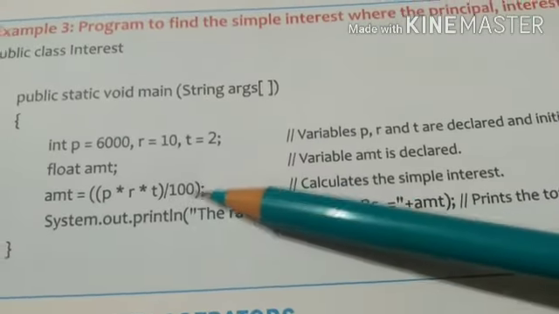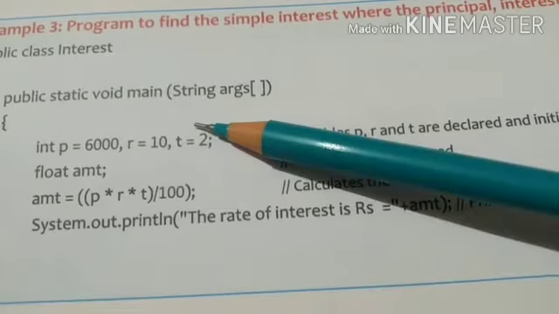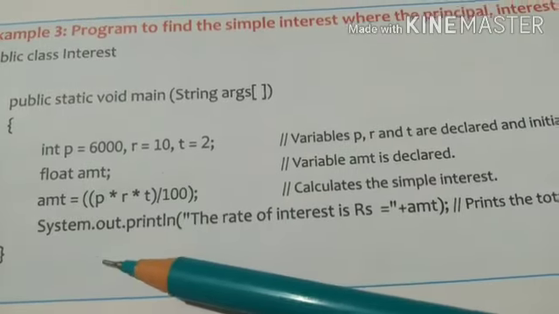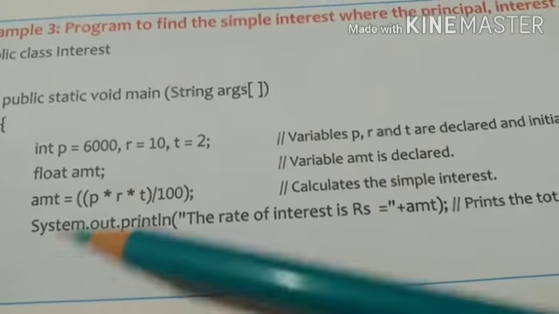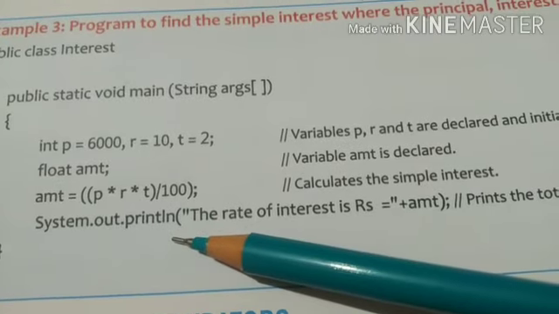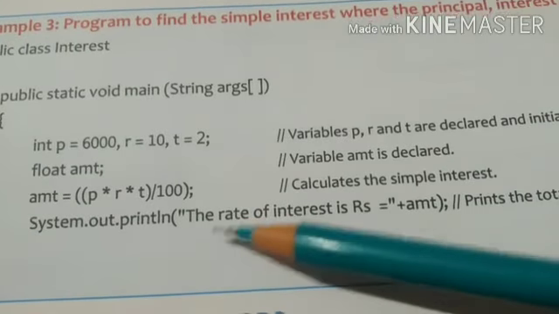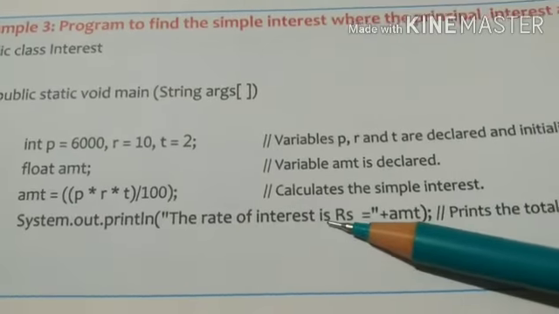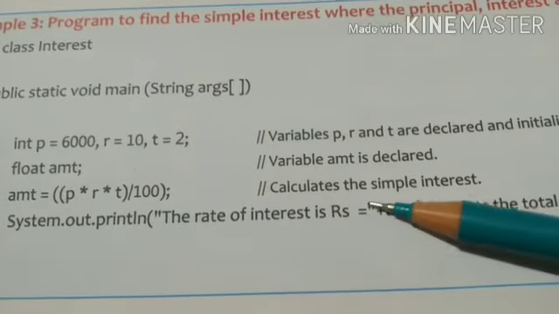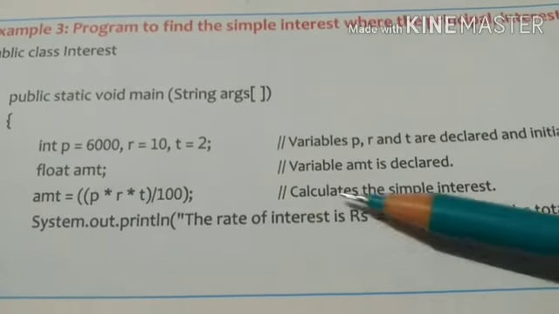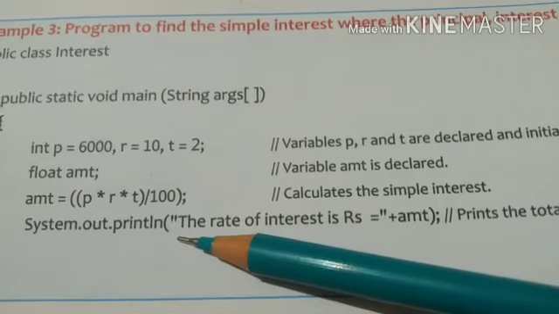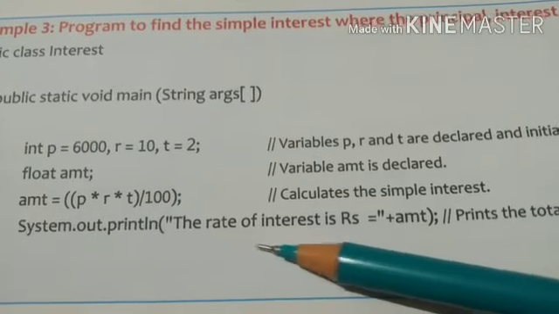Now you can see the processing has been done. First input done, then processing done. Now we have to print it. So use System, where S is capital. System.out.println. The rate of interest is rupees and it is equal to, as you can see, up to this is in double quotes.